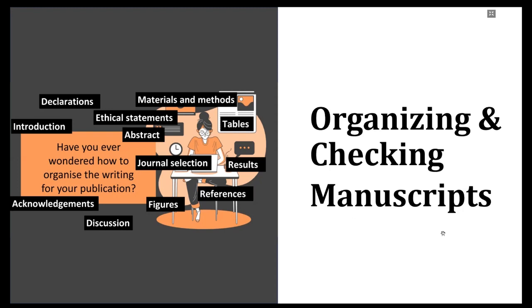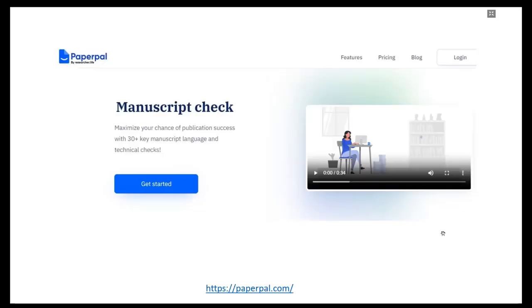But in either of the cases, there is this tool which can check your manuscripts and tell you how good your manuscripts are and where it needs improvement. And this tool is from a system called Paperpal, and Paperpal is owned by Cactus Communications. So once your manuscripts are ready, you can just upload your manuscripts into this manuscript check at Paperpal.